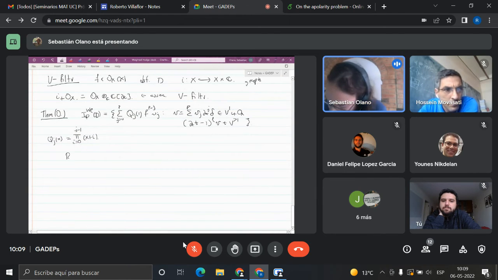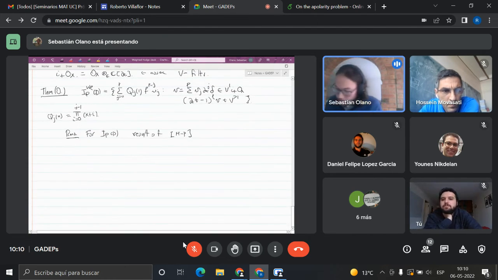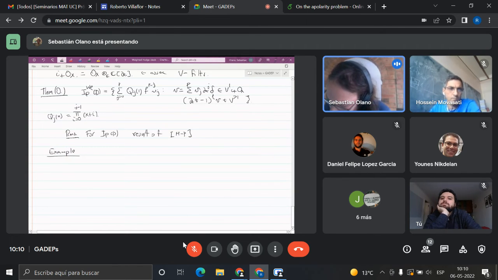So maybe here I should say, for IPD, this is a result of Mustatsa and Popa. Okay, but let me say something with this formula at least.